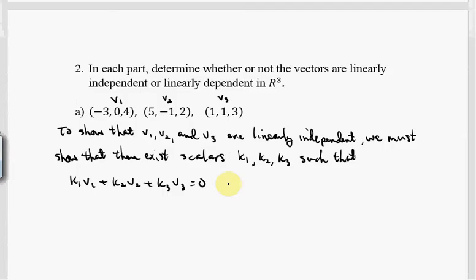That's not the end of it. It's really still part of the premise. It implies that K1 equals K sub 2 equals K sub 3, and they're all 0. If I don't get all those scalars to be 0, then we say that V1, V2, V3 are linearly dependent.